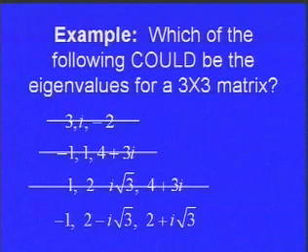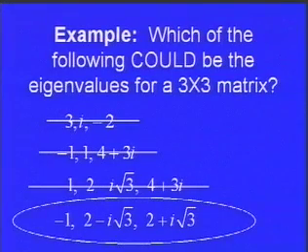Then for the last one, I do see 3 values. You know, I could just have 2. That wouldn't be a big deal either. But then I have 2 minus i root 3, and I have 2 plus i root 3. So that's my conjugate pair that I was looking for. So that is my choice.